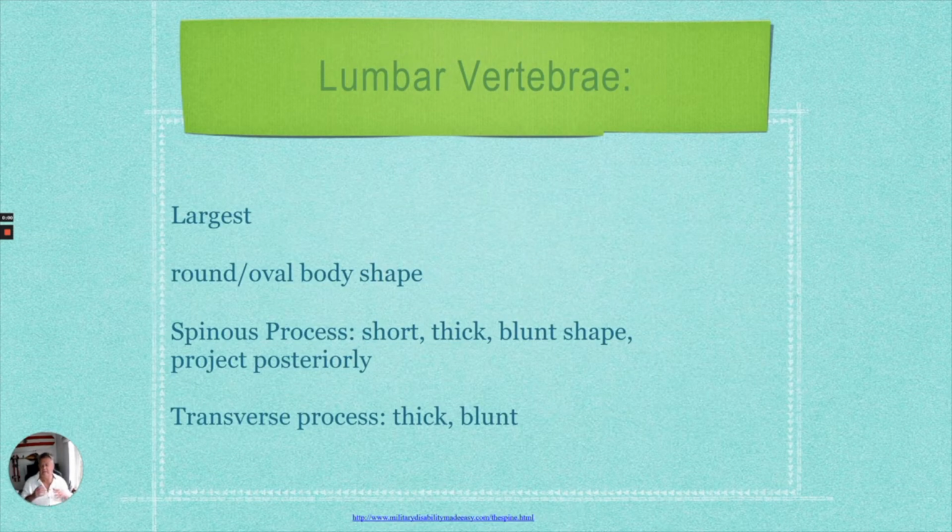Okay, like we said, it's the largest. They're round, oval-shaped. Spinous process is short, thick, blunt shape, projected posteriorly, and the transverse process is thick and blunt. So it's really strong and very, very supportive there. This is the part of the back that is often associated with chronic back pain. I think I've mentioned that. And yoga has been proven as an effective treatment for lower back pain. Later on in the course, we will do some yoga for healthy lower backs.